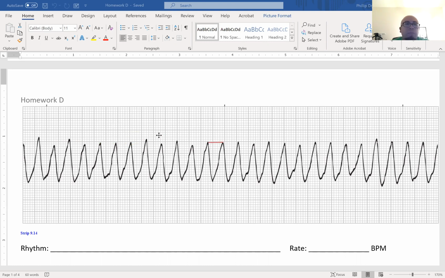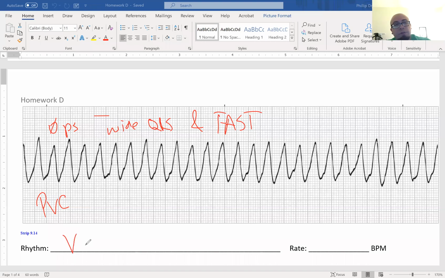And it's regular, right? We have no P waves, right? And our QRS interval's wide, right? And these are all PVCs. No P's, wide QRS, and fast. So we call this ventricular tachycardia, or VTAC is fine.